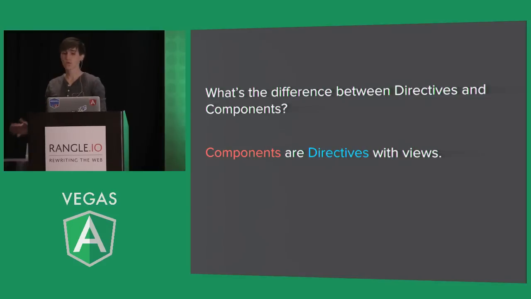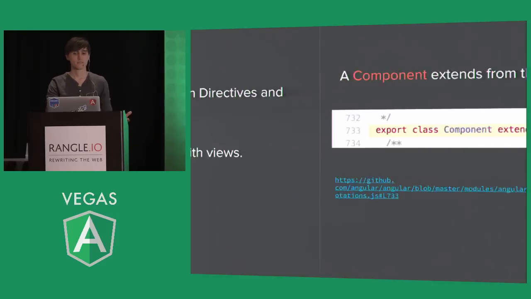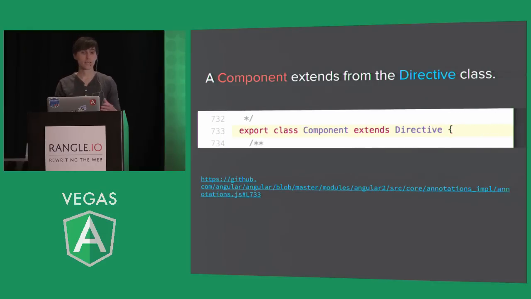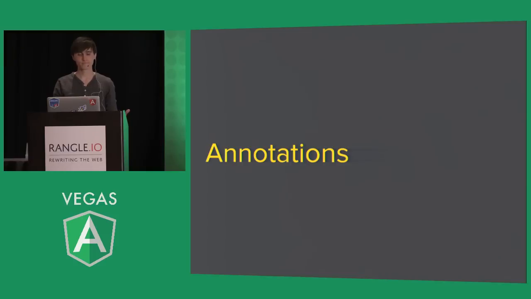So to answer the big question, what's the difference between directives and components? Well, components are just directives with views. That's it. And we can even take a look at the Angular 2 source code, and we see that a component just extends from directive. So a directive is a lightweight component, or you could say a component is a directive with a view. It just simply works out that way.